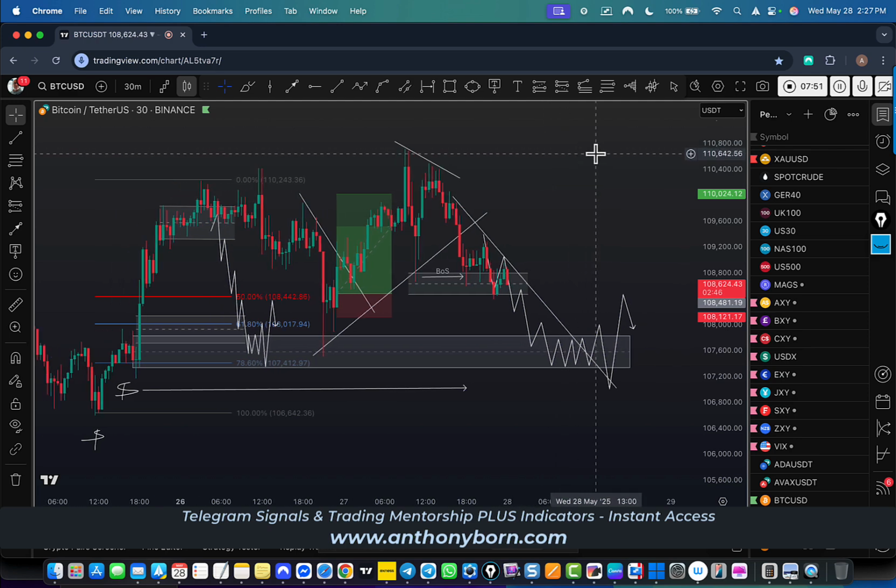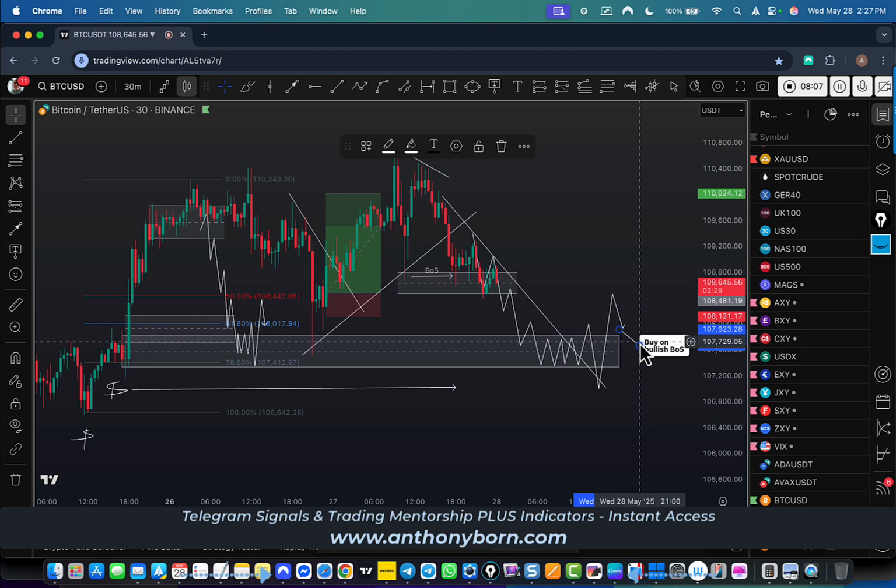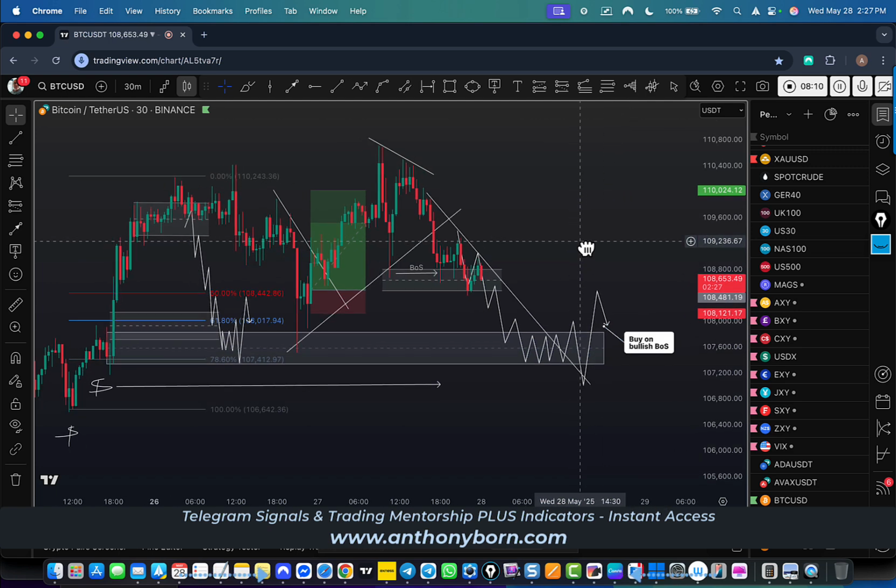Oh, before I go, this is a buy on bullish break of structure wherever it happens. Buy on bullish break of structure wherever it happens. Could be here, could be higher or lower.